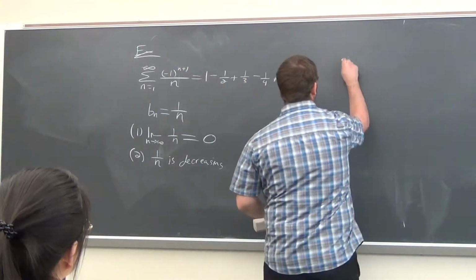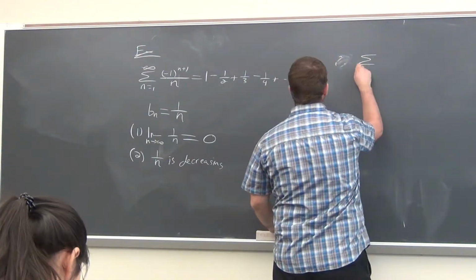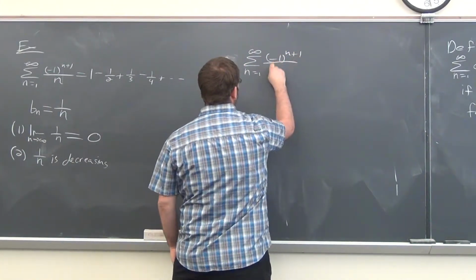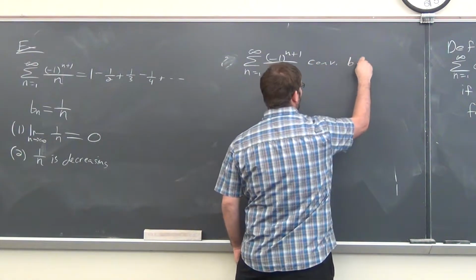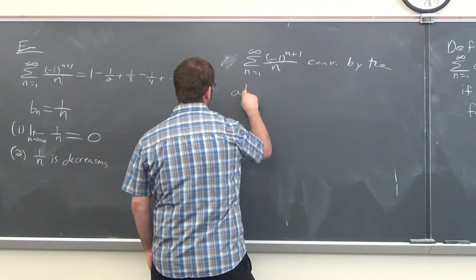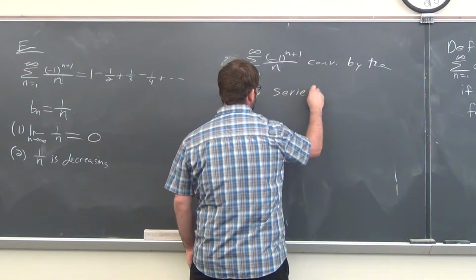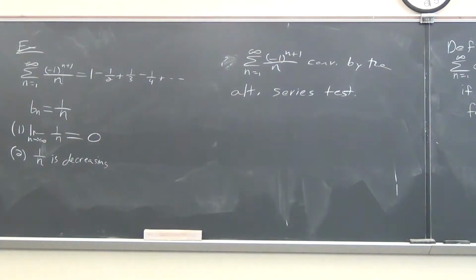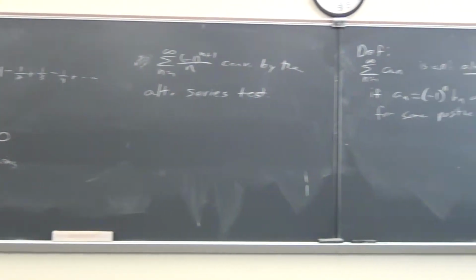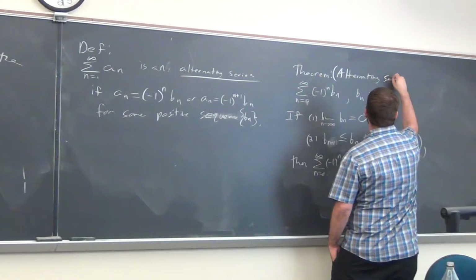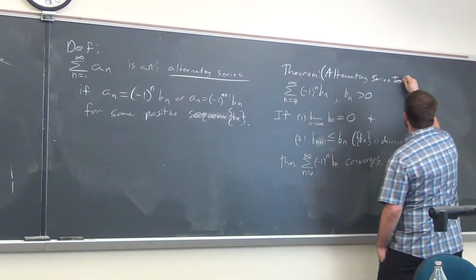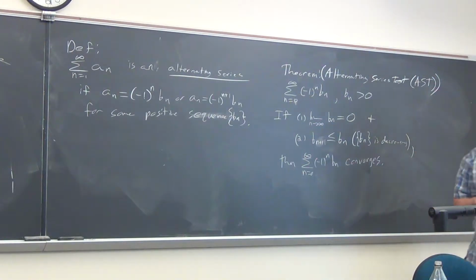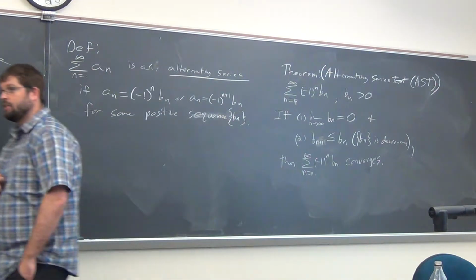Therefore, this series, negative 1 to the n plus 1 over n, converges by the alternating series test. Oh, I didn't give it a name. This is the alternating series test. Eventually we'll just start abbreviating that by AST. Okay? Does that make sense?